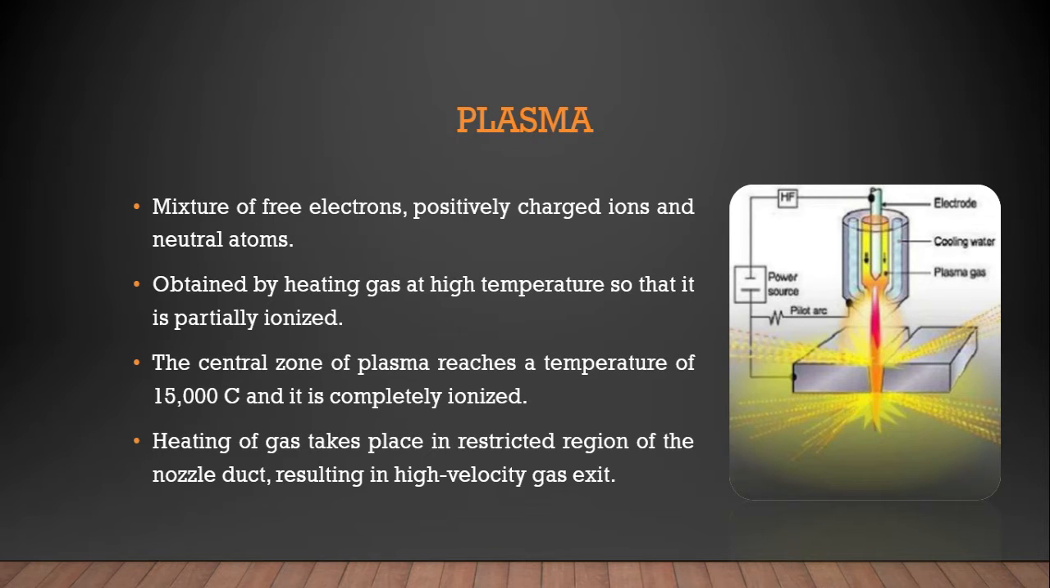Now what is plasma? Plasma is the mixture of free electrons, positively charged ions and neutral atoms. It is obtained by heating gas at high temperature so that it is partially ionized. The central zone of plasma reaches a temperature of 15,000 degrees Celsius and it is fully ionized. Heating of a gas takes place in a restricted region of the nozzle duct, resulting in high velocity gas exit.